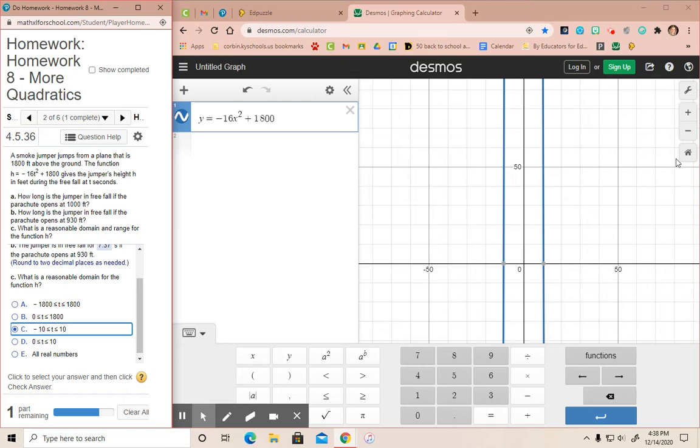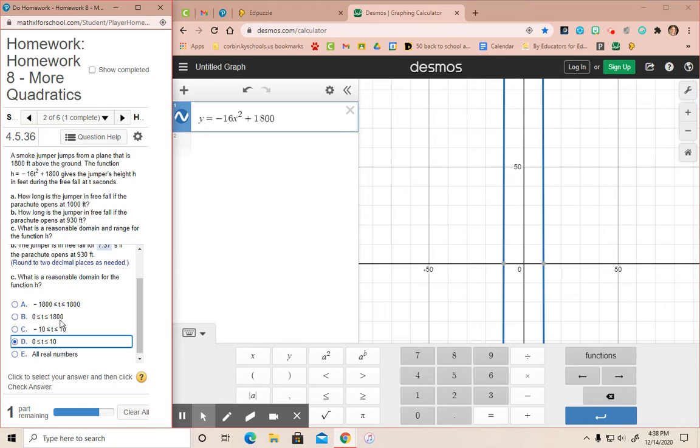And you can also think about it without looking at the graph. That 1800 is referring to our height, and then time can't be negative. So that can eliminate A, okay? It can't be all real numbers, again, because we can't have negatives, all right? Or actually, sorry, I misspoke earlier. It's D. We can narrow out C because time can't be negative. So that leaves us between B and D.